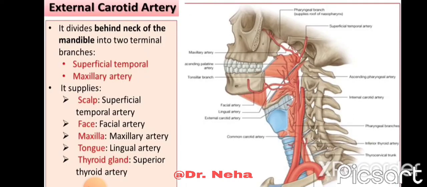Now the branches of the external carotid artery. The two terminal branches are the superficial temporal and the maxillary artery, while it also supplies the scalp, face, maxilla, tongue and the thyroid gland.